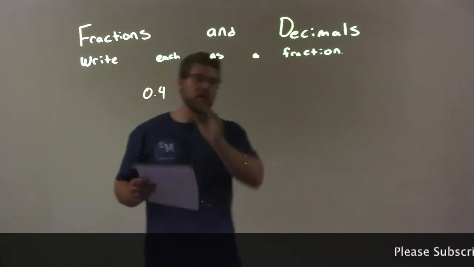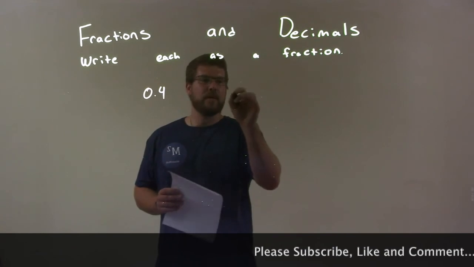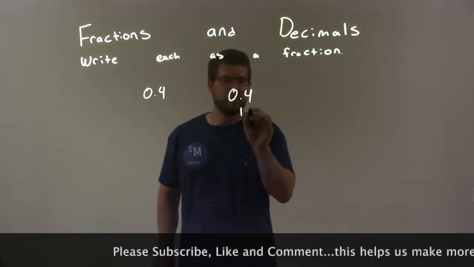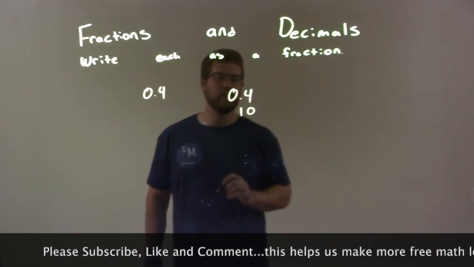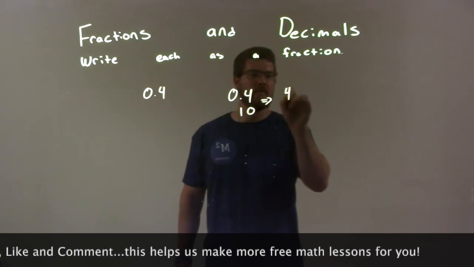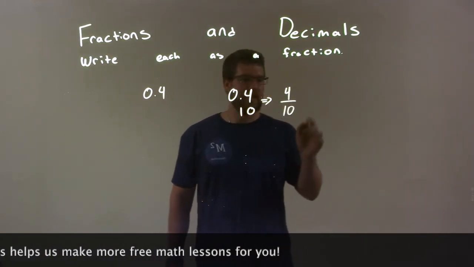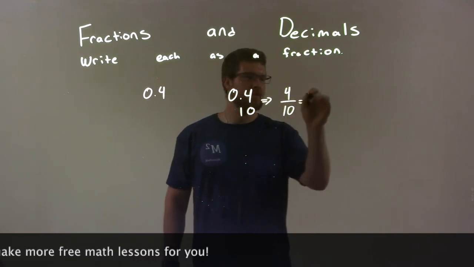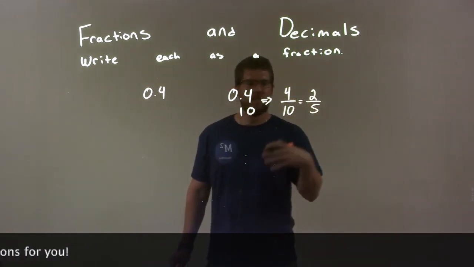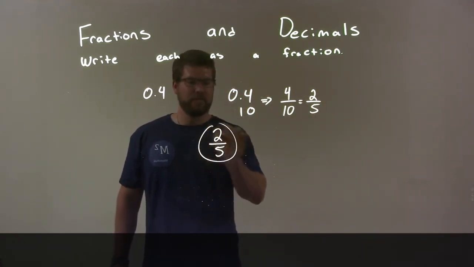0.4. We have 0.4. The way I like to write this as a fraction, I take 0.4 and I put a 1 where the decimal is, and put a 0 for every digit afterwards. So we just have 10. That lets me know that 0.4 is the same thing as 4 over 10. We just need to simplify that fraction. 4 divided by 2 is 2, and 10 divided by 2 is 5. So 4 over 10 is the same thing as 2/5, and so my answer here is just 2/5.